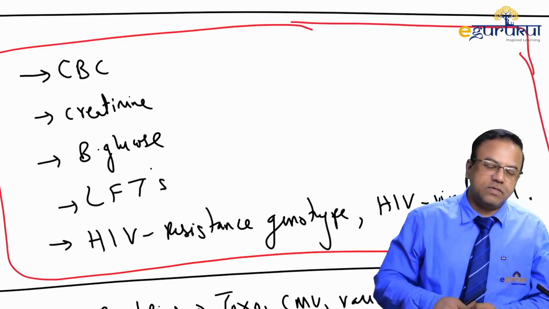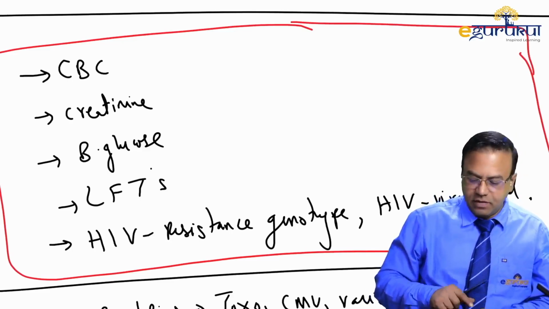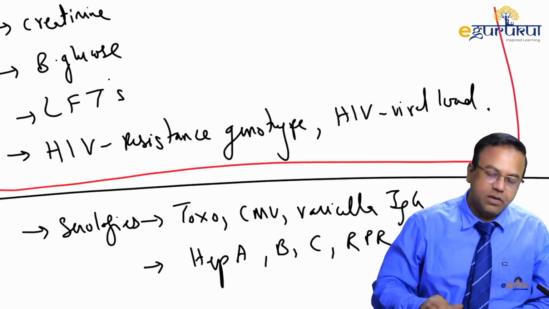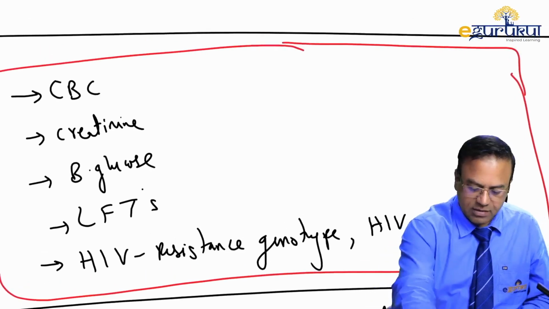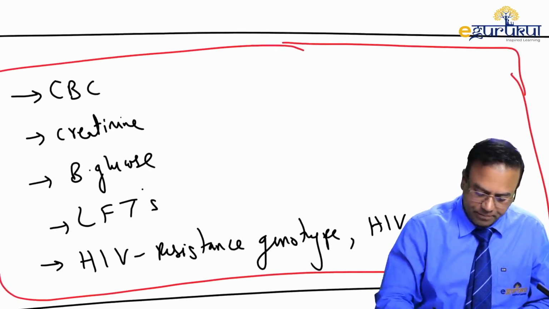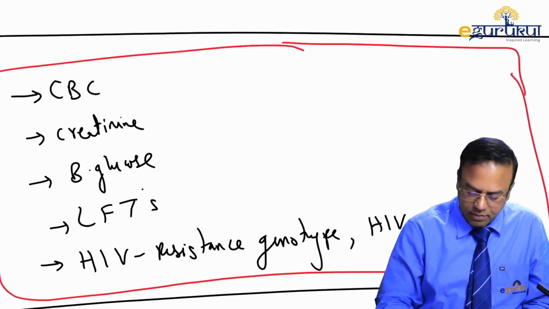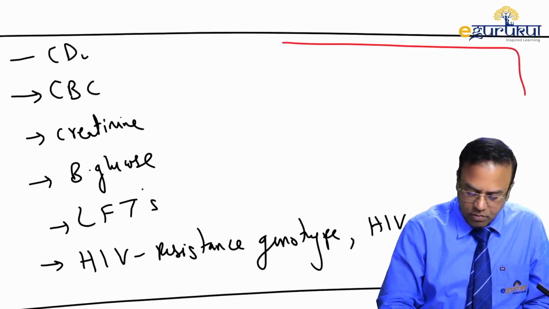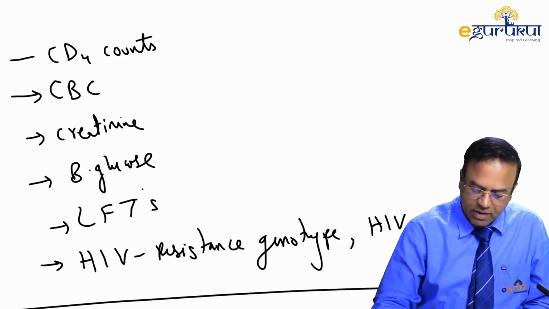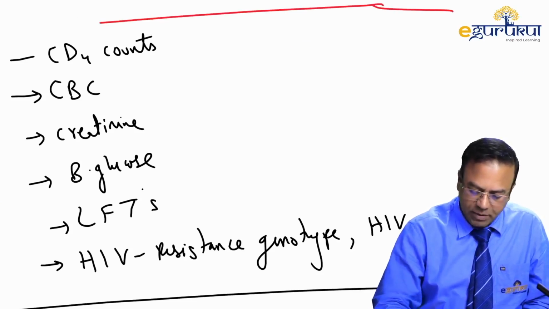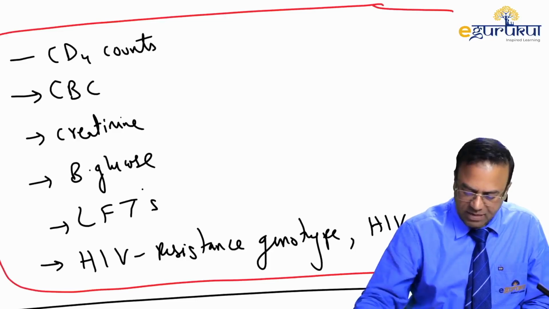So you need the CBC, you need the creat, glucose, LFTs, resistance genotyping, and a viral load. You start with this. Then obviously I forgot one very important thing in this, and that is the CD4 counts, right? So you can add it over here, the CD4 counts. So these are all important investigations, essential investigations which have to be done the moment you have a patient HIV positive. This is minimum. This has to be done.